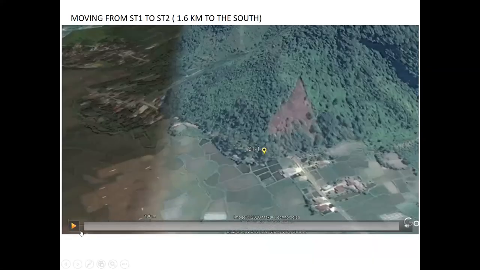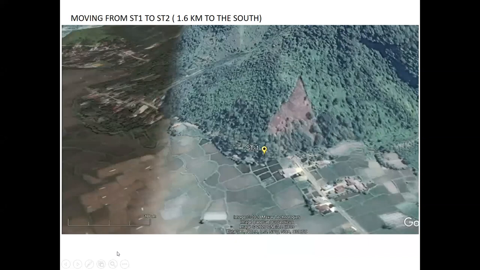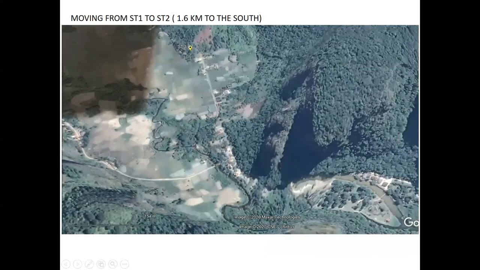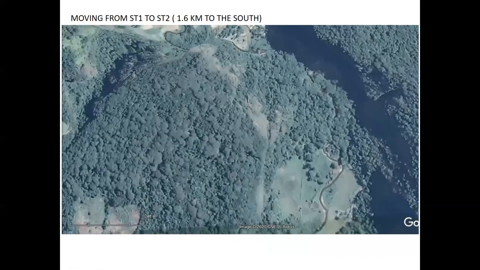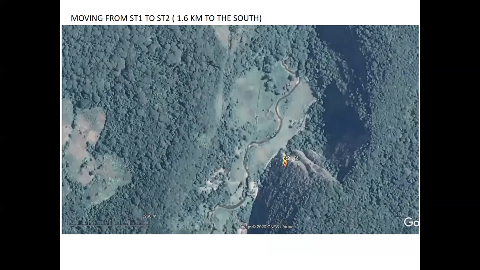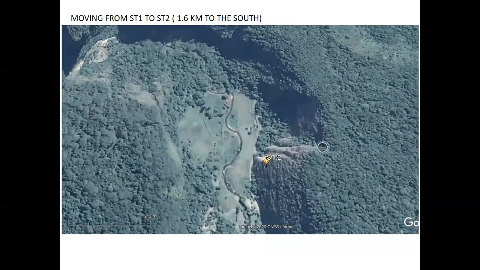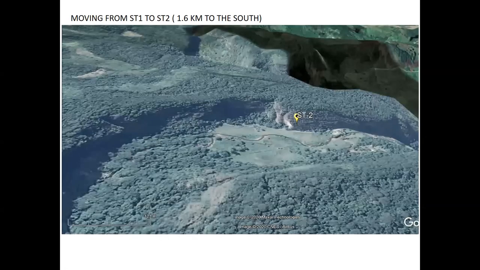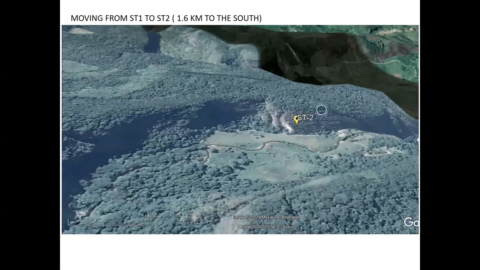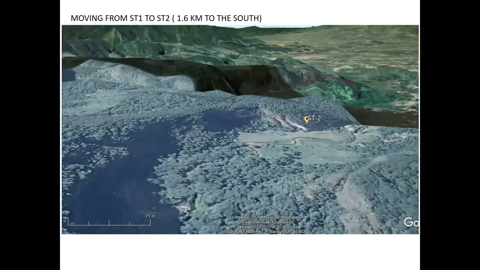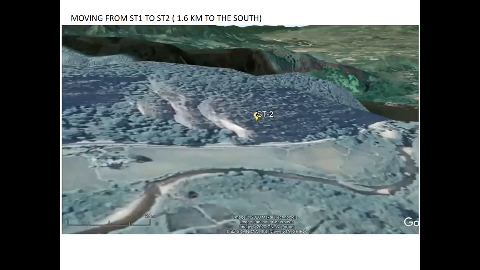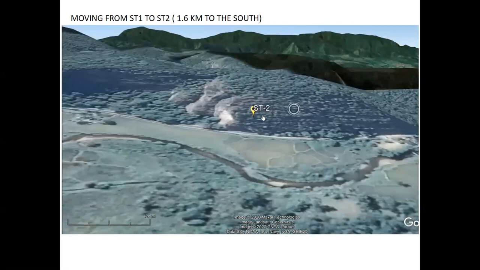Now we are moving from north to south. Basically, we are moving from stop site 1 to stop site 2. The distance is roughly about 1.5 kilometers to the south. If you notice, we are going to visit the high topographic relief. We can see some steep cliff with some layered bedding.